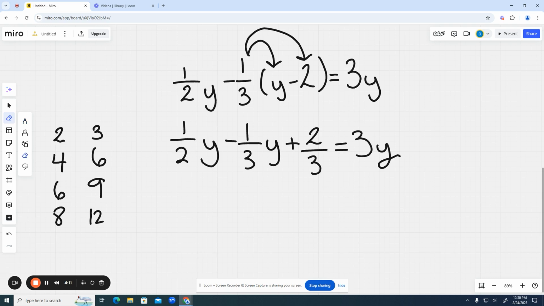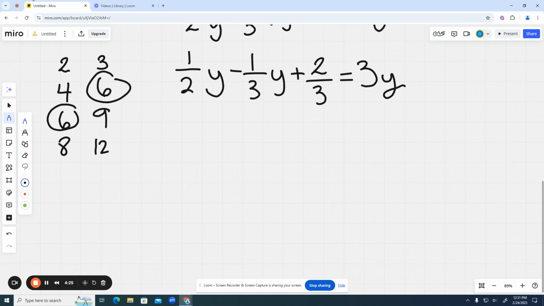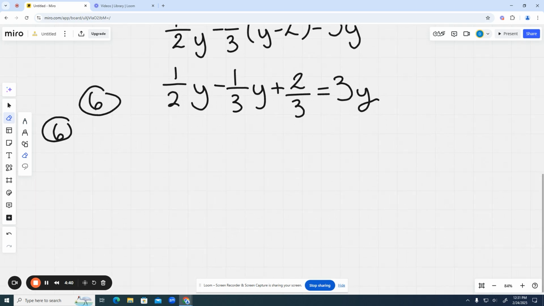All right, so we look at our list and we see what lowest number they share. As you can see, they both share 6. This is their lowest number. If I were to keep going with the 2, and let's say I did 10, 12, they also share 12. However, that is not the least common denominator or the lowest number that they share. So they share that 6.